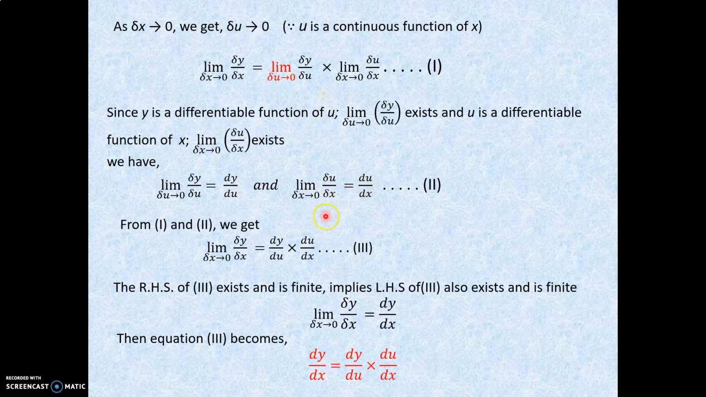So from 2 and 3 you can write limit delta x tends to 0, delta y upon delta x is equal to dy upon du, and in this place you are writing du upon dx. So the RHS exists and it is finite. Since it is an equation, the left hand side must be finite. So you can write this part as dy upon dx. Hence we prove this theorem.